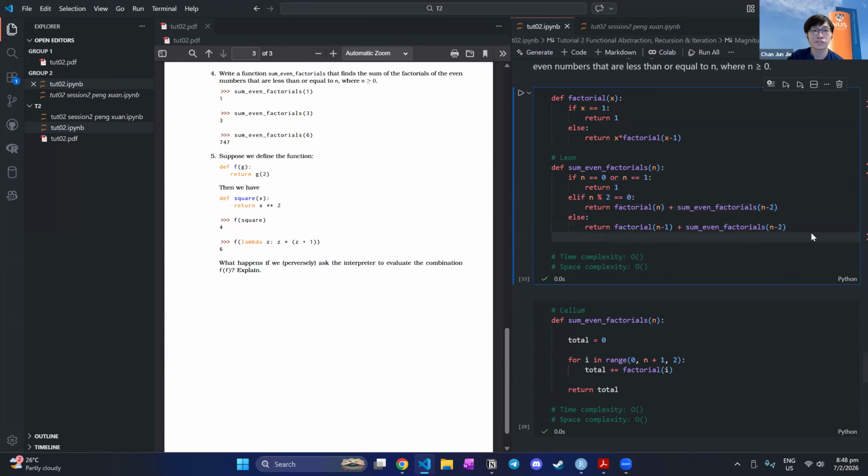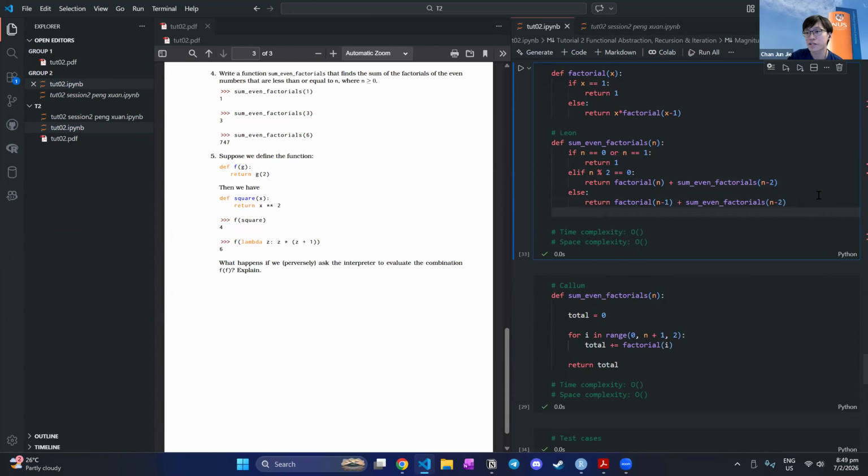You guys need to understand how to do it both ways, because during the exam, the prof might ask you to do it one way or the other. So for all these questions, if there is an alternative way to do it iteratively or recursively, you need to understand both.